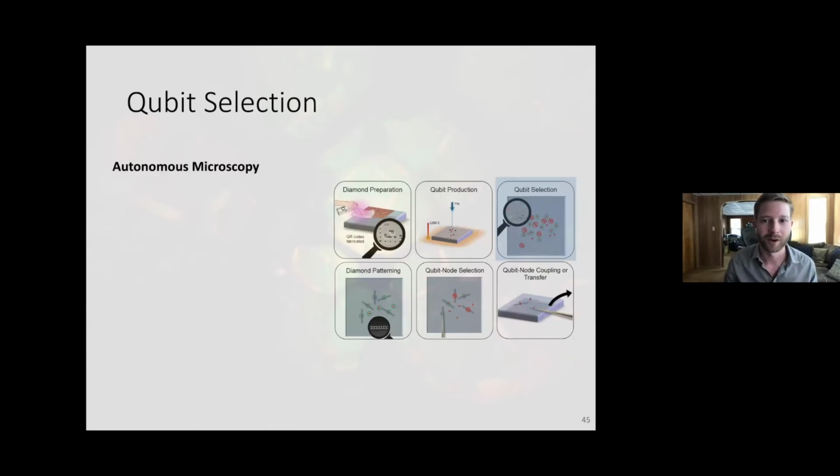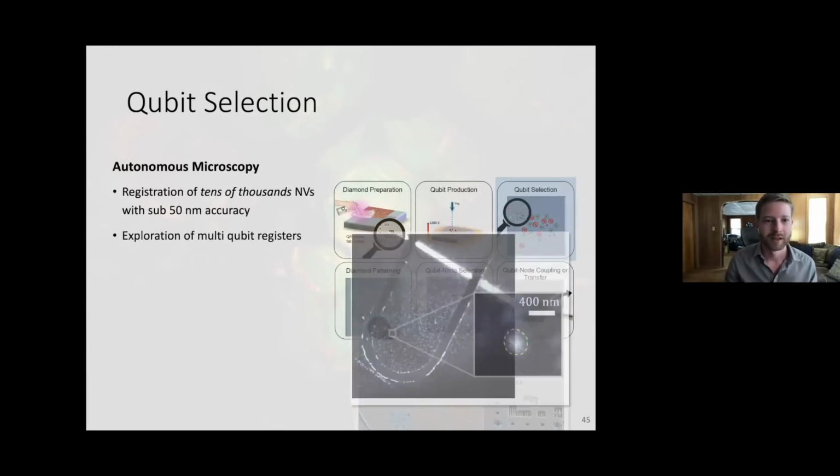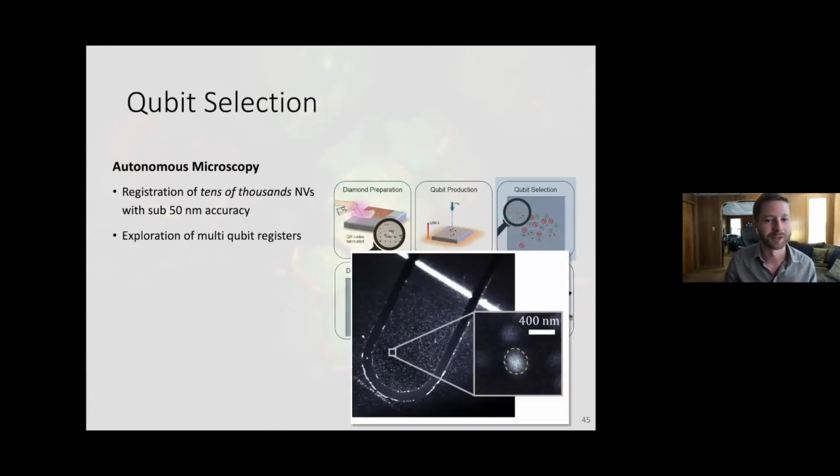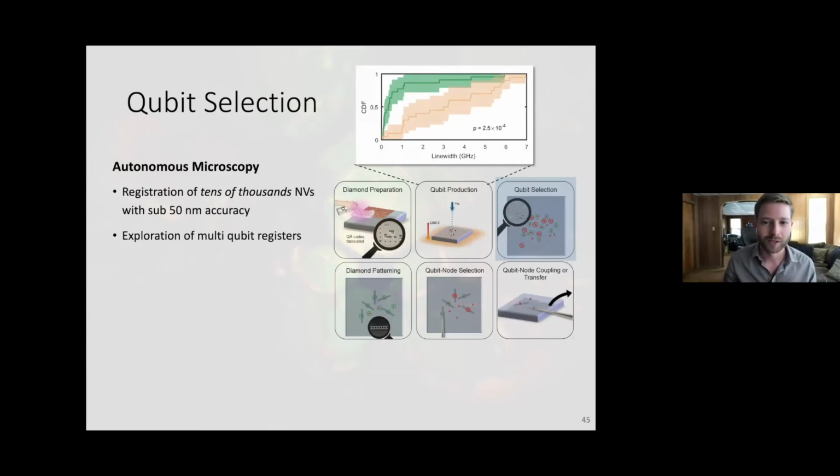All right, so this autonomous microscopy enables us to register tens of thousands to hundreds of thousands of emitters with sub-50 nanometer accuracy, again important for our patterning of devices. And it also allows us to explore different types of registers, which we won't have time to get to in this talk, but worth mentioning. And we've also seen how important statistics are, as we looked at in our qubit production step, and how that was informative and vitally important for moving forward and fabricating these types of devices.